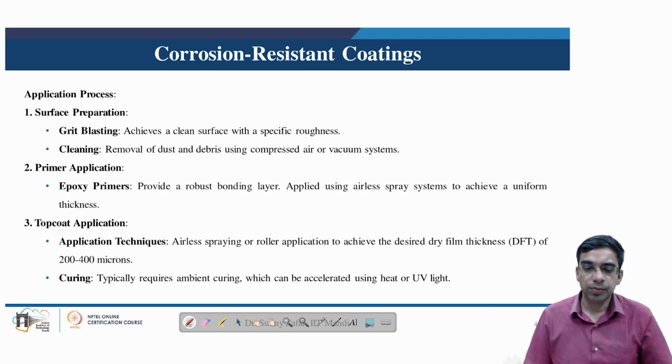The application process of such corrosion resistance coating follows these steps, in which the first step involves surface preparation. Surface preparation is very important because in coatings generally there is mechanical interlocking between the coating material and the surface of the component. So surface preparation involves grit blasting to achieve a clean surface with a specified surface roughness value. In the second step, the removal of the dust or debris is conducted using compressed air or vacuum systems. Then the next step is primer application.